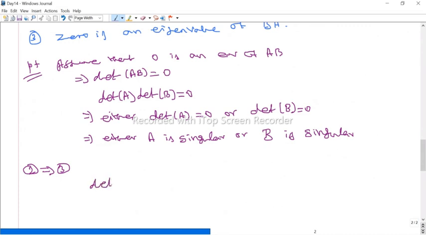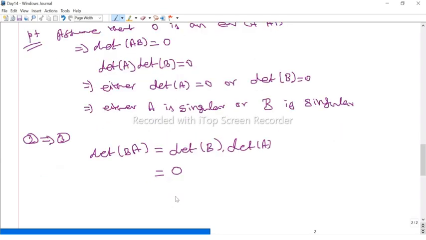So we are assuming that either A is singular or B is singular. Now what is the determinant of BA? By the properties of determinant, this is nothing but determinant of B into determinant of A. But we assume that either A is singular or B is singular. Therefore, one of the numbers must be 0. Either determinant of A is 0 or determinant of B is 0. Anyway, the total product is always 0.